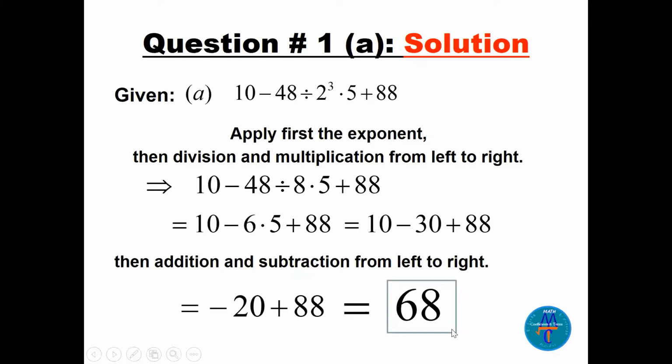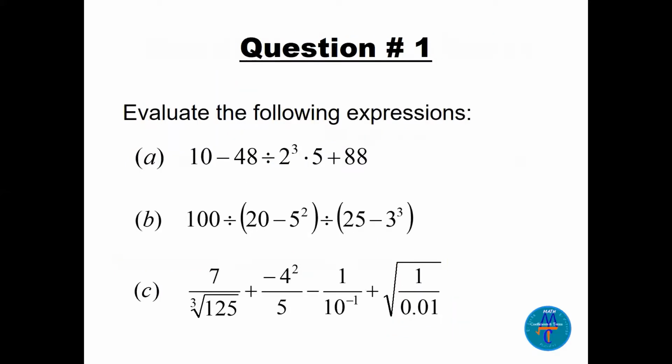That's the simplest question in this video, I think. Let's see number 2. Can you try number 2, please? There is a nice idea inside. 100 divided by 20 minus 5 squared divided by 25 minus 3 cubed. Okay, if you have tried, by this time maybe you need to see the answer. Let's go to question 1B.